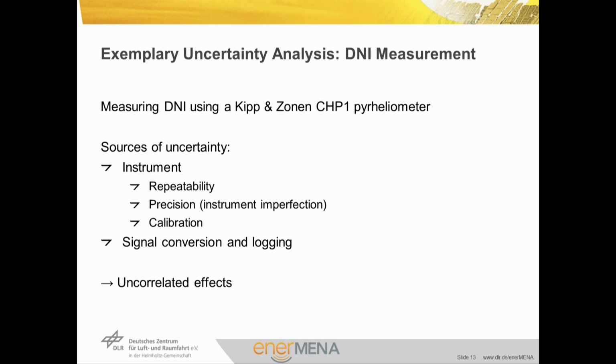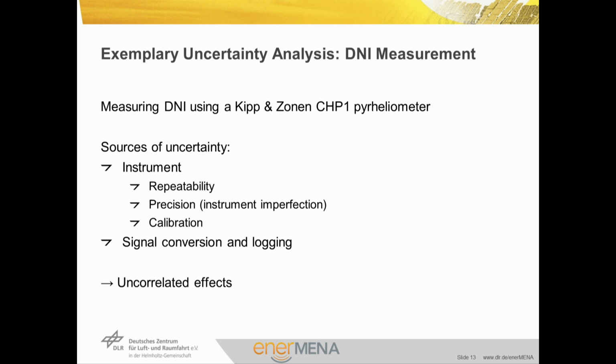Let's have a look at an exemplary uncertainty analysis. Say we were measuring the direct normal irradiance using a particular instrument, the CHP1 manufactured by Kipp & Zonen. What would be the sources of uncertainty to be considered? First of all, there are a number of possible uncertainty contributions which result from the instrument itself. Its repeatability: how much would the readings fluctuate? Its precision: how far might the readings be off the target value due to particular effects of the measurement process or instrument characteristics? And the calibration: what type of reference was the instrument compared to and what was the calibration procedure?